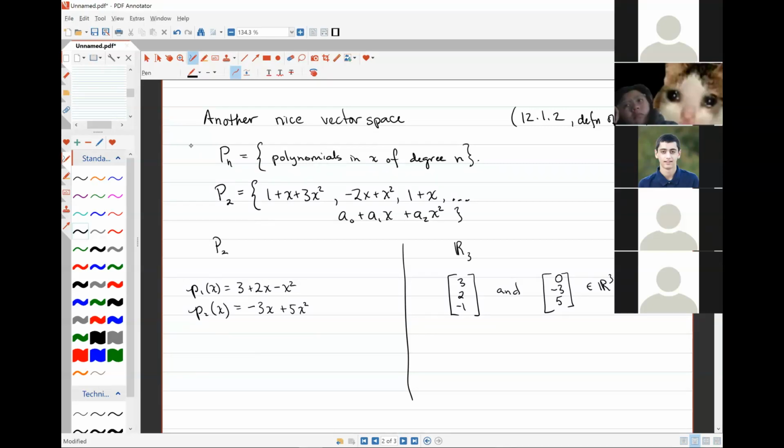And do you see where I'm pulling the numbers from? I'm just trying to kind of draw a little bit of an analogy, right? These are the coefficients in order: constant term, first order term, second order term. Yeah. And same here, right? 0 is the constant term here, and then minus 3 and 5.